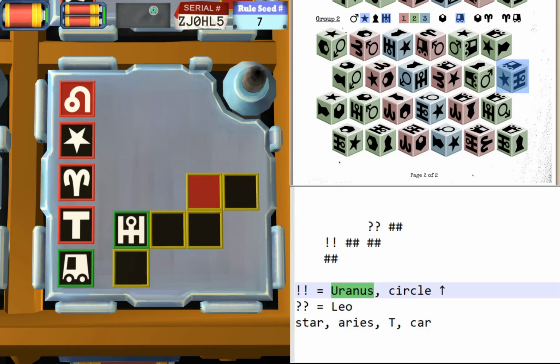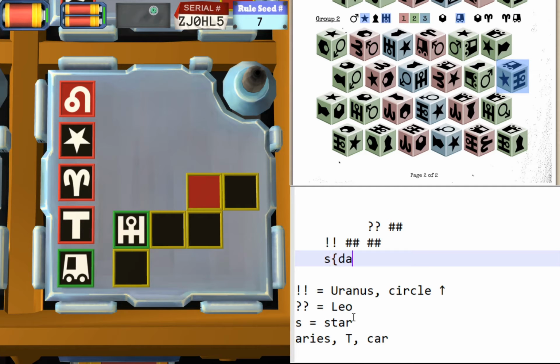We already know that the Uranus has the circle pointing up, so I'm right now tilting my head in such a way that the circle here points up, and then I check what is below it. Well, what is below it is a star with the tip pointing down. So here I'm going to say this is a star, so I'm just going to call that S, with the tip pointing down.